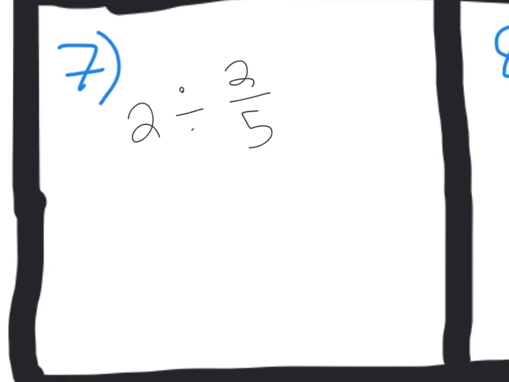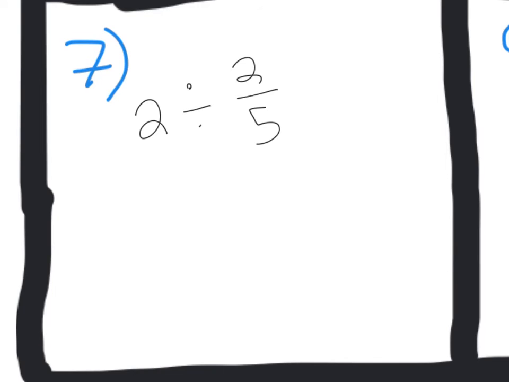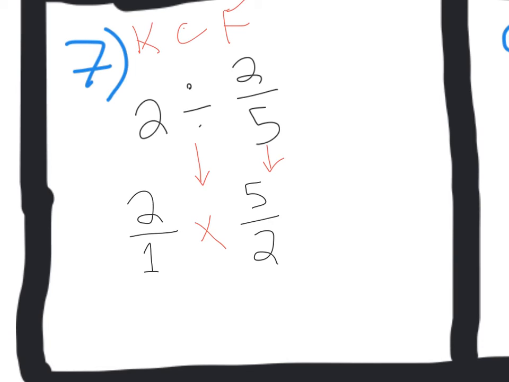Number 7, we are going to use the keep, change, flip idea once again. So 2 stays the same, and if I want to write a whole number as a fraction, I just put a 1 underneath. Okay, that keeps it the same. 2 divided by 1 is the same as 2. Then we're going to change our division to multiplication. So we change that there. And then we are going to flip that second fraction using the reciprocal. We change that to 5 over 2.